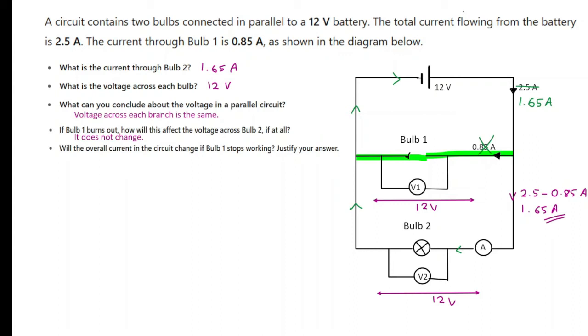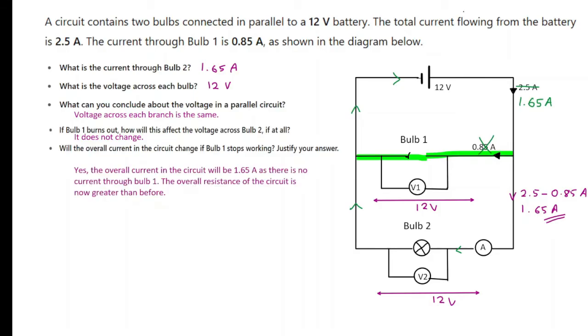Now, I've seen some people say in the exams, it will be more, or it will be less. But you can really be specific here. If bulb 1 blows, you can clearly say the total current will change to 1.65. So, as the answer you can write, yes, the overall current in the circuit will be 1.65 amps as there is no current through bulb 1. The overall resistance of the circuit is now greater than before. Therefore, the total current will be less than before.